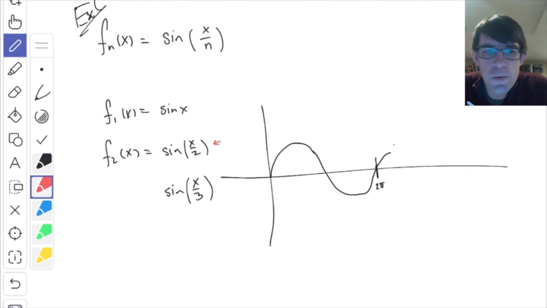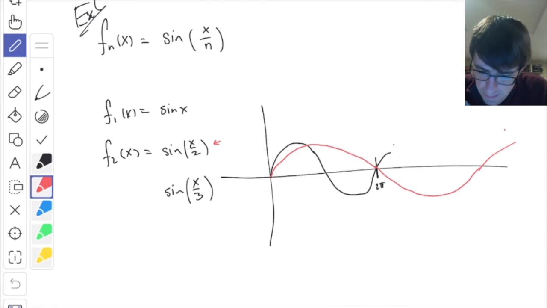It's going to do the same thing, only it will be stretched out by a factor of 2. So instead of one full cycle in that 2 pi interval, it goes like this, and then continues like that. This is f2.